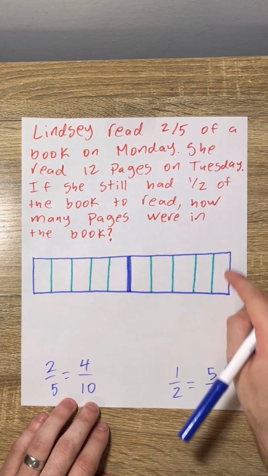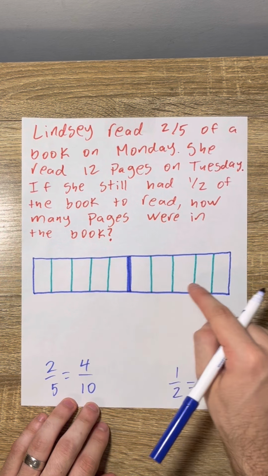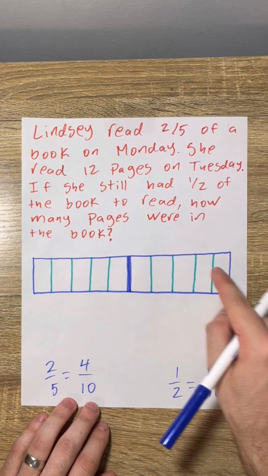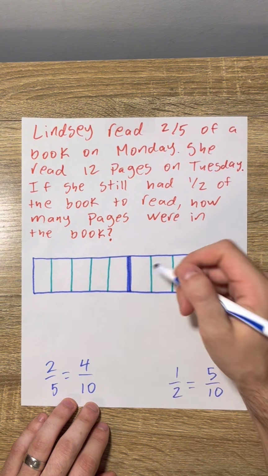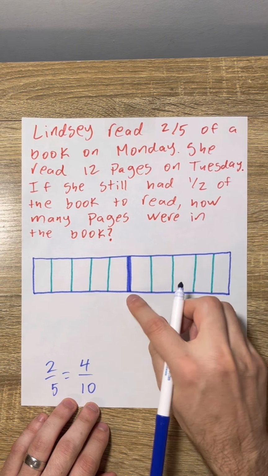So here I have a bar split up into tenths, right? We have 10 units, and this represents the total pages that were in the book. And I have a nice bold line at the 1/2 or 5/10 mark.